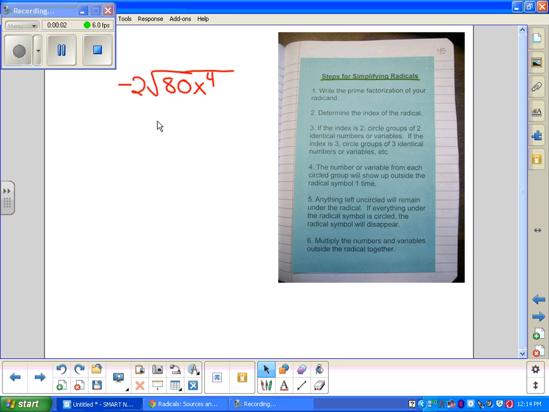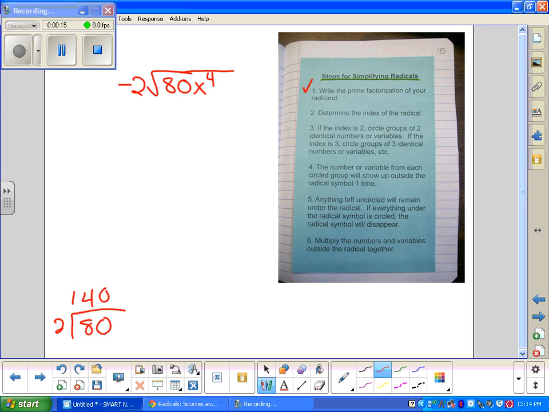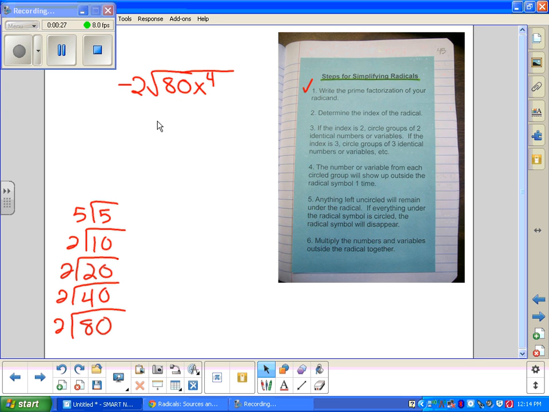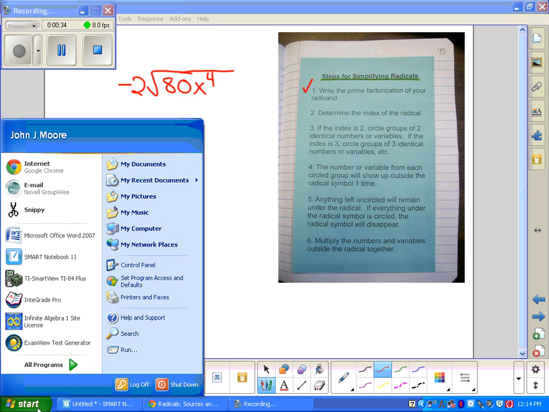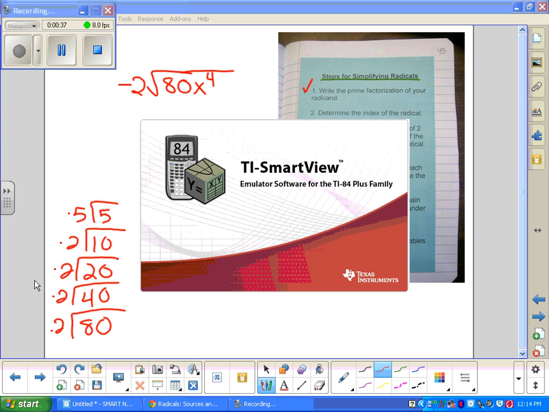All right, next problem. Negative 2 radical 80x to the fourth. Step 1, break down the prime factorization or find the prime factors. Right, so I have 2 times 2 times 2 times 2 times 5. I think that's equal to 80. But if you want to check, use your calculator and make sure.